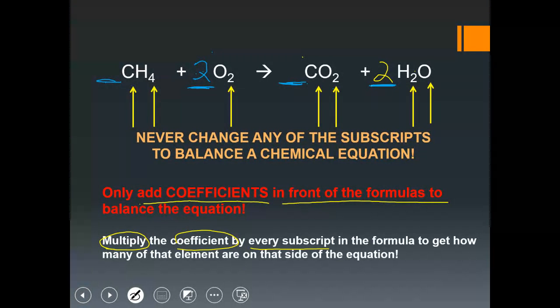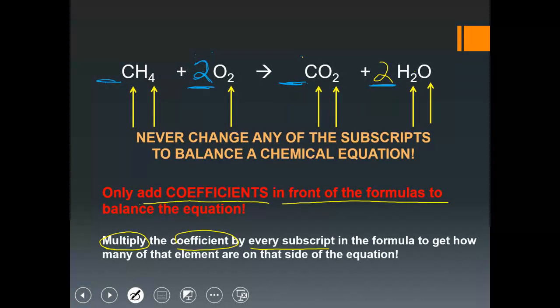These numbers, these coefficients, should always be the lowest ratio. I don't want to put in something like 2, 4, 2, 4. Yeah, that would be balanced, but we should always keep it as simple or simplified as possible.